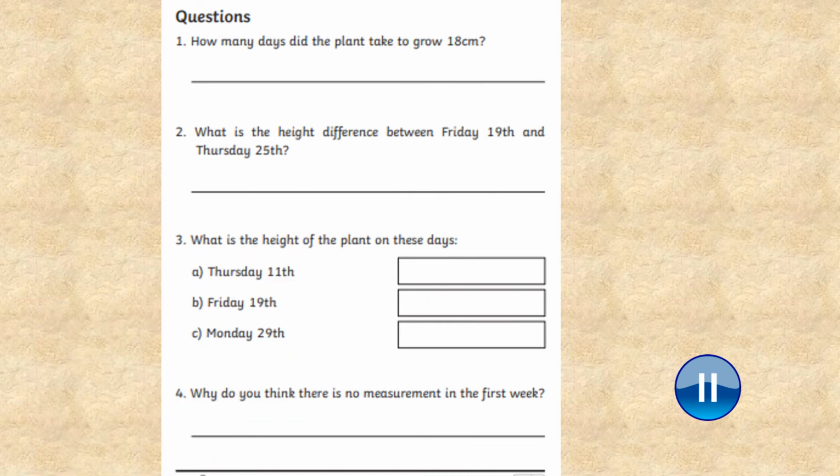The questions are as follows. 1. How many days did the plant take to grow 18 centimetres? What is the height difference between Friday the 19th and Thursday the 25th? What is the height of the plant on these days? You've got Thursday the 11th, Friday the 19th and Monday the 29th. Why do you think there is no measurement in the first week? Okay, pause these, have a go at them, and then we'll come back with the answers.